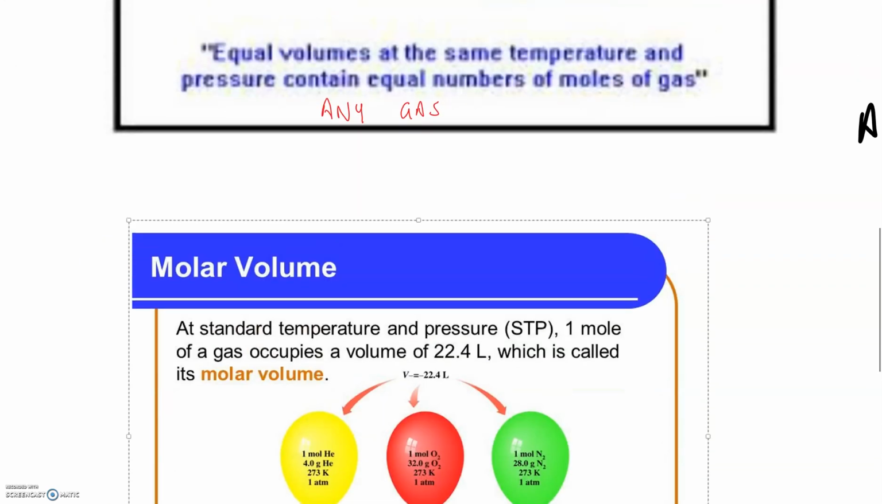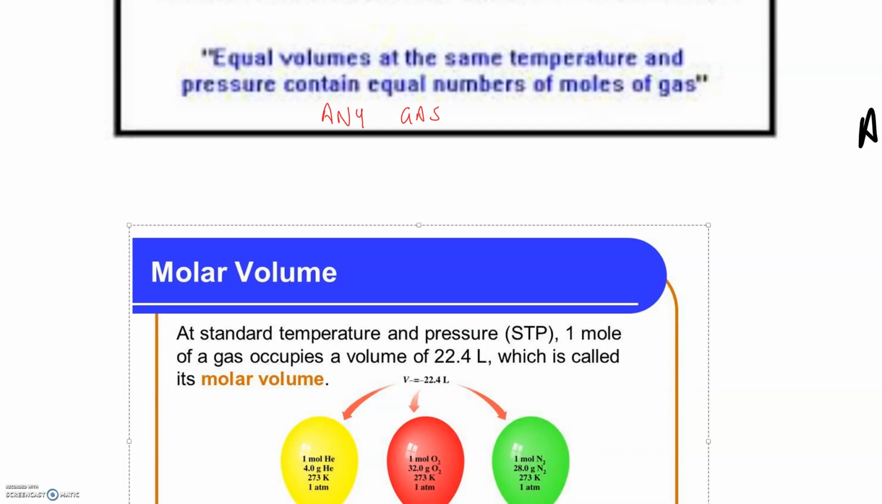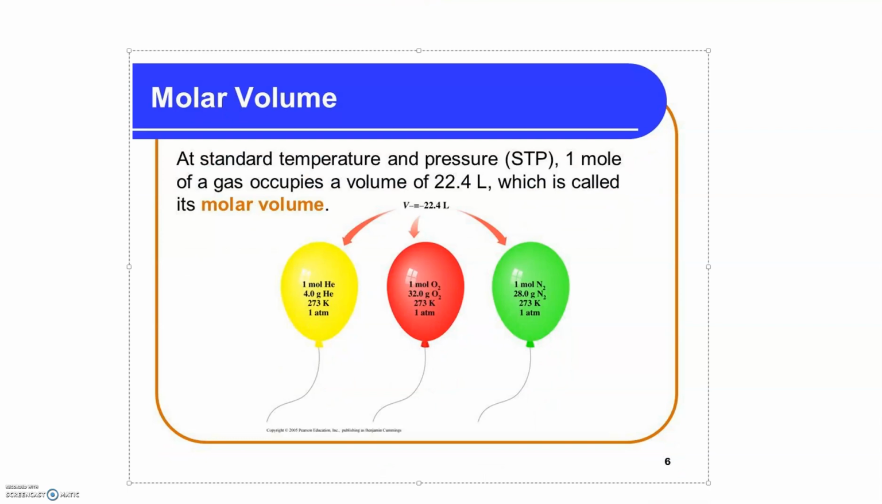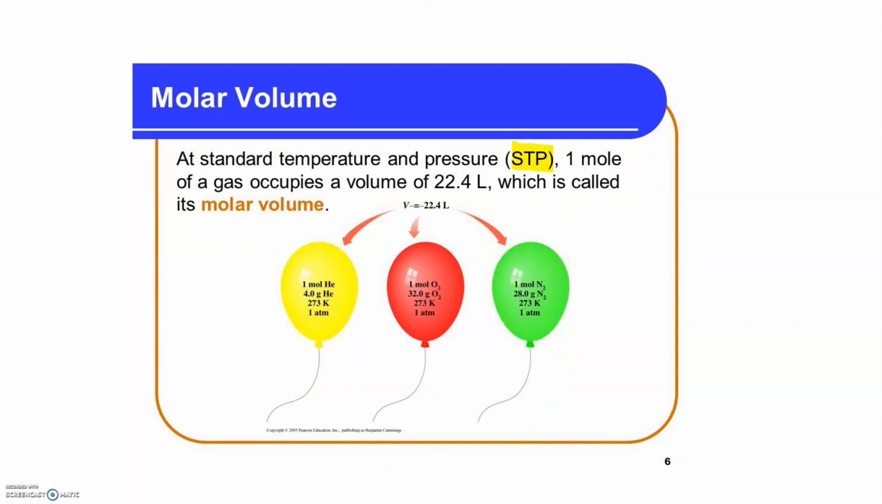Remember that up here it says, equal volumes at the same temperature and pressure contain equal numbers of moles of gas. And that means any gas. So equal volumes of any gas at the same temperature and pressure contain equal numbers of moles of any gas. Here's how we're going to interpret that. At standard temperature and pressure, what we know to be STP, 1 mole. And notice that it doesn't specify a particular gas. It just says a gas. That means any gas. Occupies a volume of 22.4 liters, which is called its molar volume.